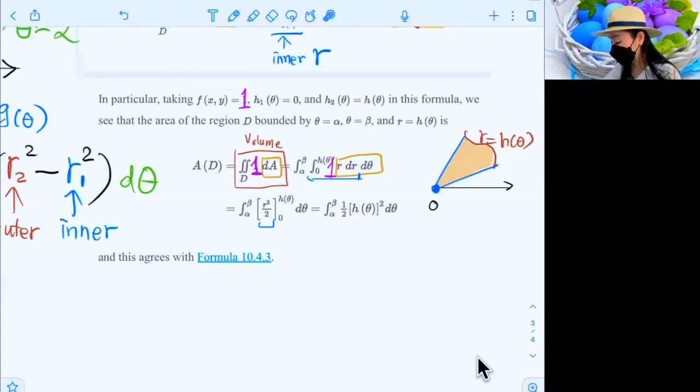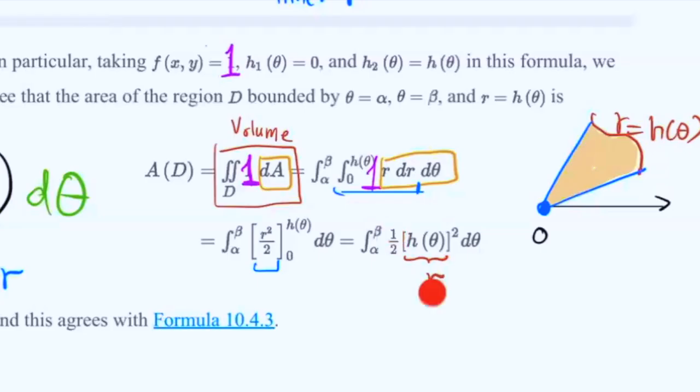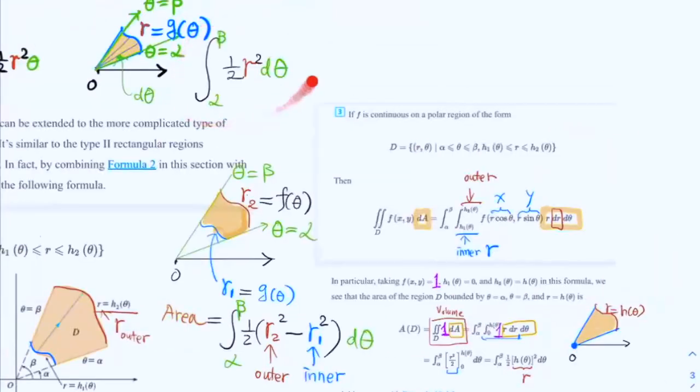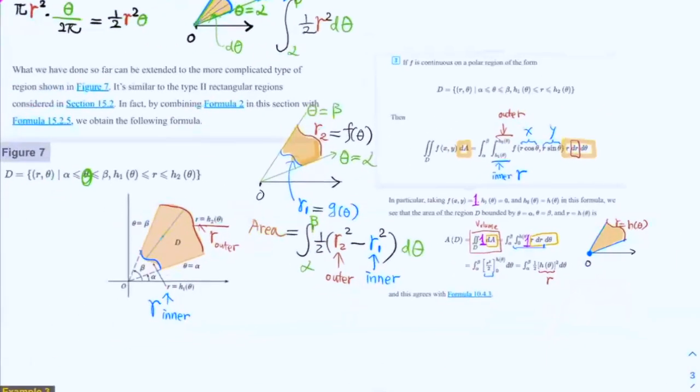Why? Because what is h(theta)? It is r, right? So it's 1/2 r squared d theta, theta going from alpha to beta. So it is the same formula that we got over here, right? It's the same formula.